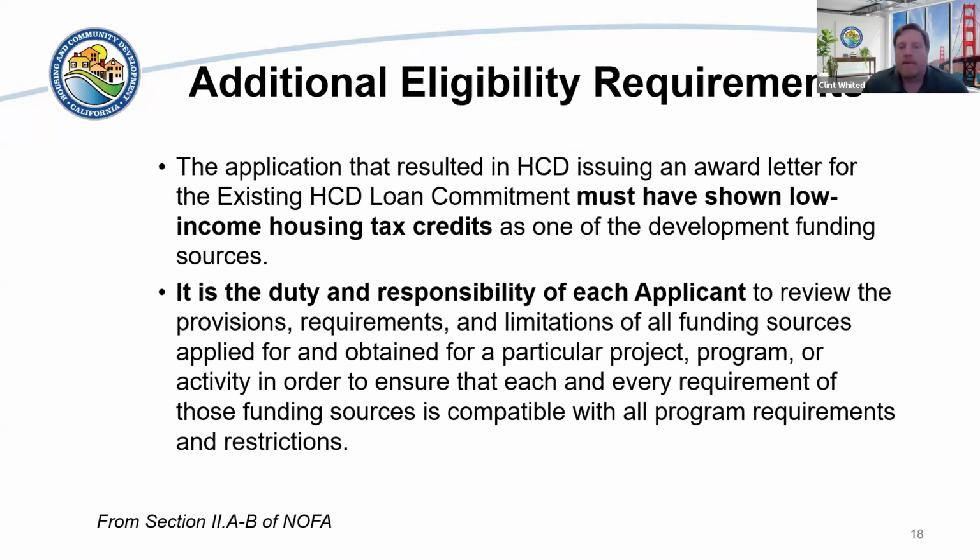Additional eligibility requirements. The application that resulted in HCD issuing an award letter for what we're terming the existing HCD loan commitment must have shown low-income housing tax credits as one of the development funding sources. It is the duty and responsibility of each applicant to review the provisions, requirements, and limitations of each funding source applied for and obtained for a particular project, program, or activity, in order to ensure that each and every requirement of those funding sources is compatible with all of the program funding requirements and restrictions.